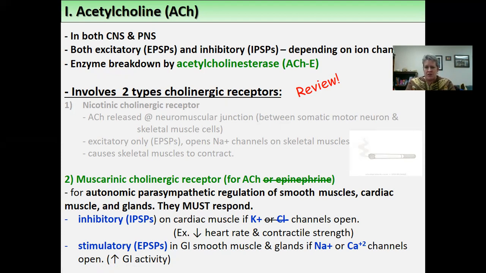And other smooth muscle, it could stimulate your bronchial muscle to respond as well. It'll cause it to bronchoconstrict a little bit. So acetylcholine can be both stimulatory, especially for GI functions, and it can be inhibitory on other things like your cardiac muscle.